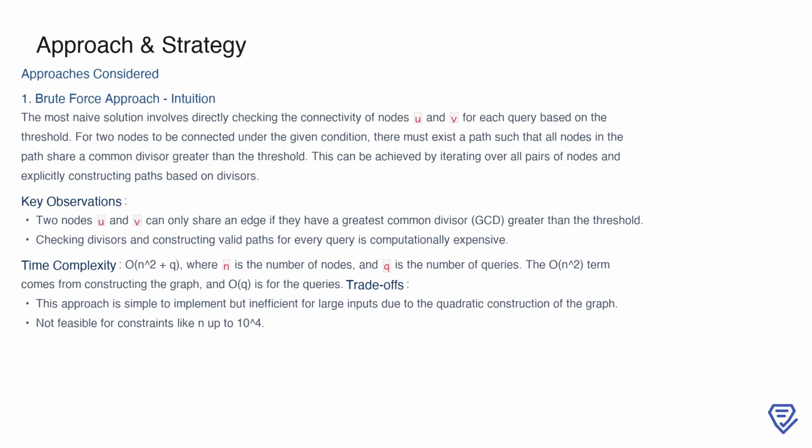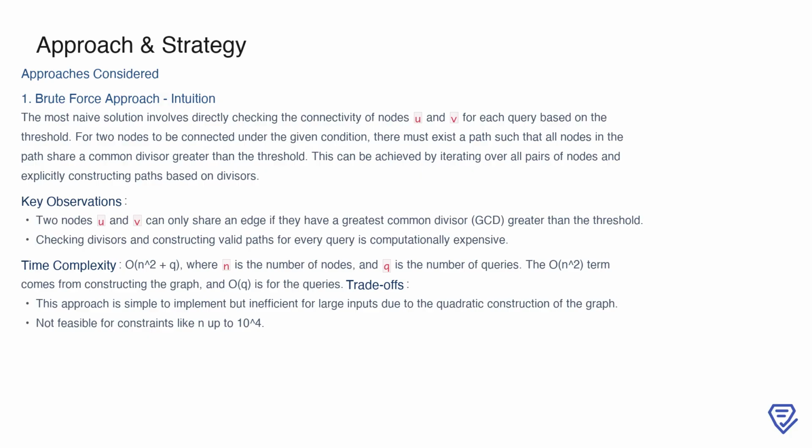To begin, the brute force approach is the most straightforward way to solve this problem. The intuition here is to directly check the connectivity between every pair of nodes u and v for each query. The key condition for connectivity is that there must exist a path where all nodes along the path share a common divisor greater than the threshold. To achieve this, we would iterate over all pairs of nodes and explicitly construct paths based on their divisors.